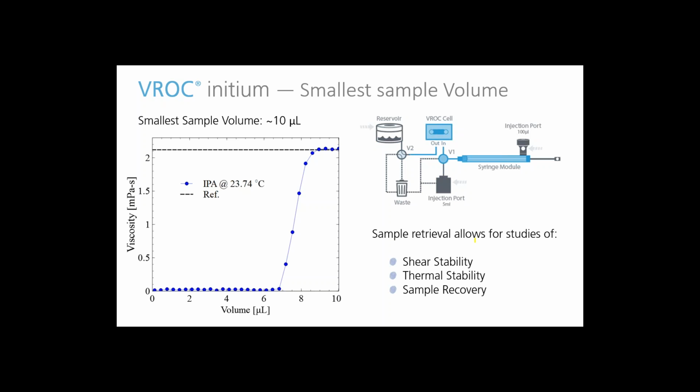What that means is that you're going to be able to test your sample, make it flow through the VROC cell, but then once you have your measurement, you're going to be able to retrieve it back into the syringe, and then you have two options. One is to recover your sample, and the other one is to test it again at a different shear rate or at a different temperature, and that's going to allow you to do studies of shear stability and thermal stability.